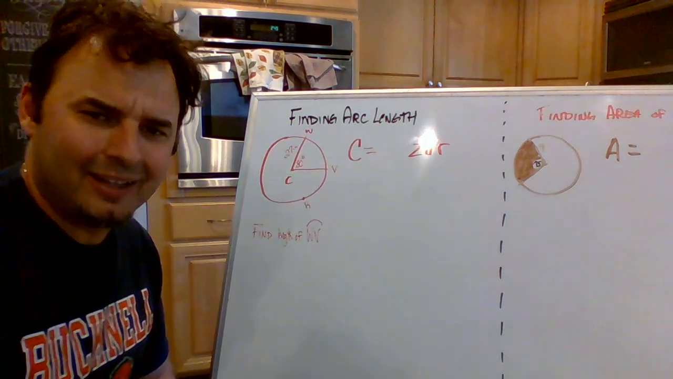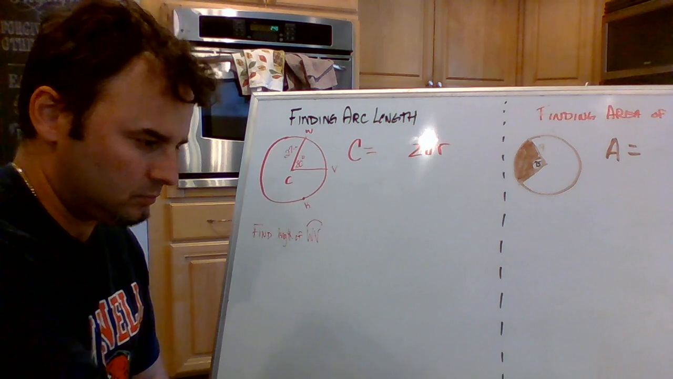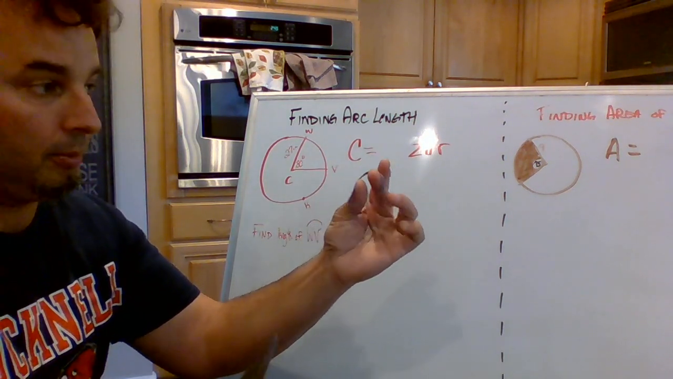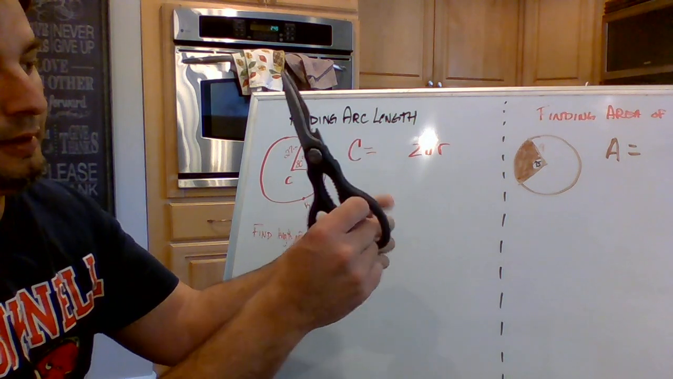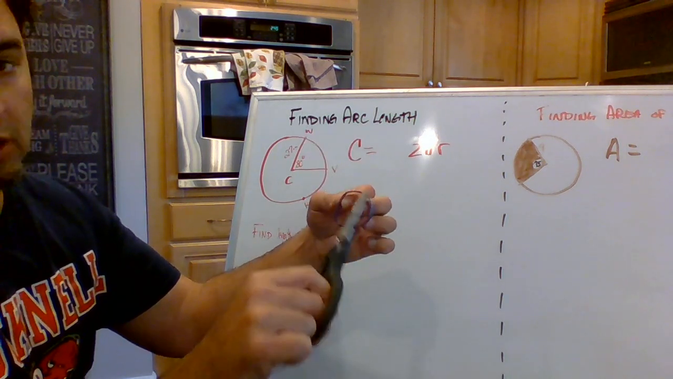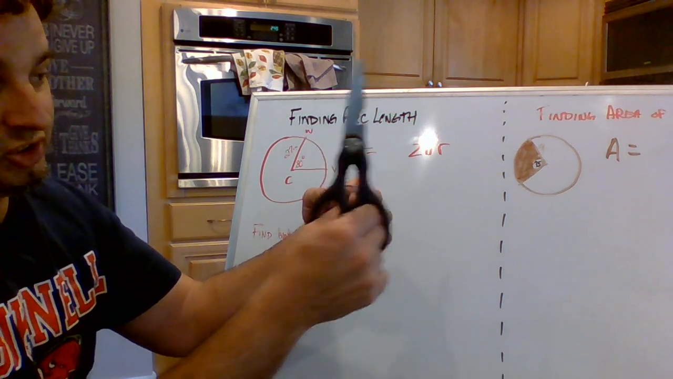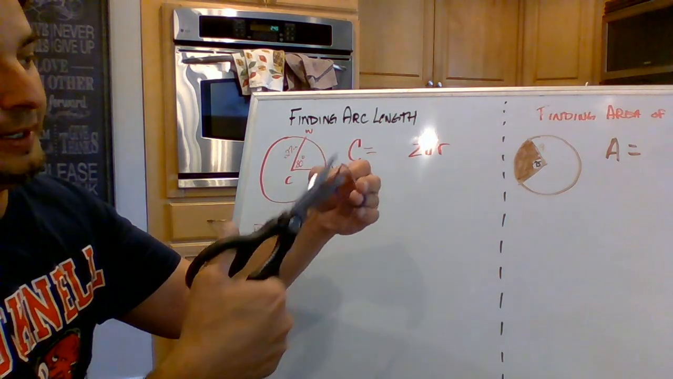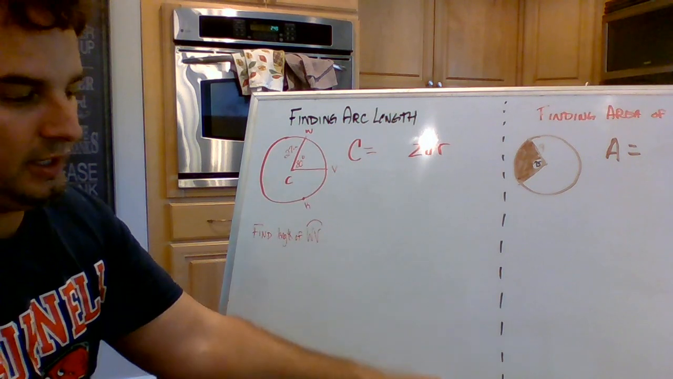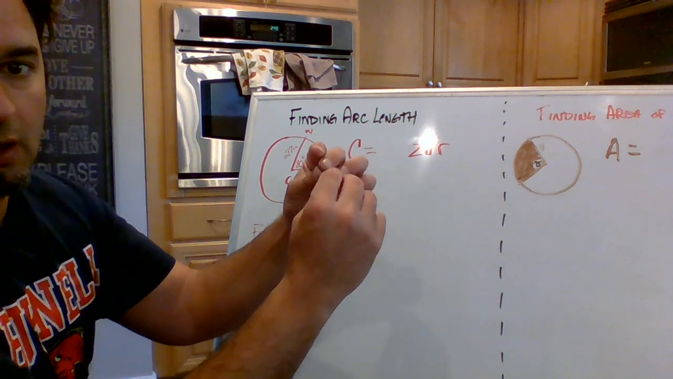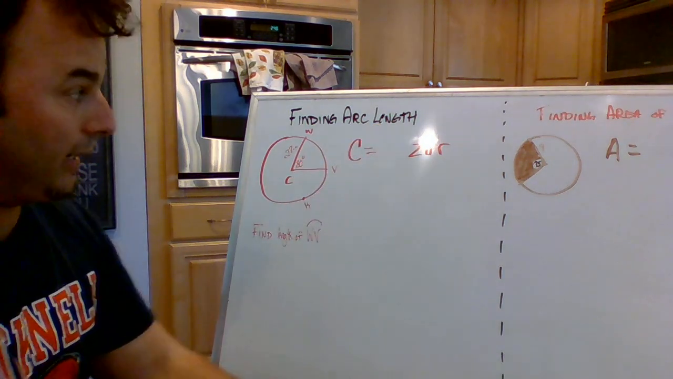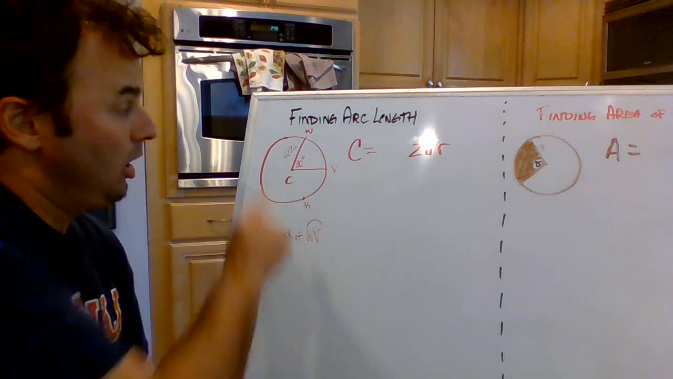But what if I want to find the length of that curve? Think of it as if we had a rubber band. I want to find the length from here to here. But let's pretend it's just a circle. Well, it's a stiff circle. We can't stretch it to measure it. I would just cut from here to here, flatten it out, and then measure it with a ruler. Well, I can't do that with this here.